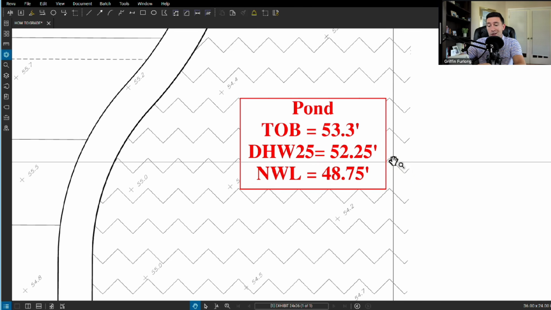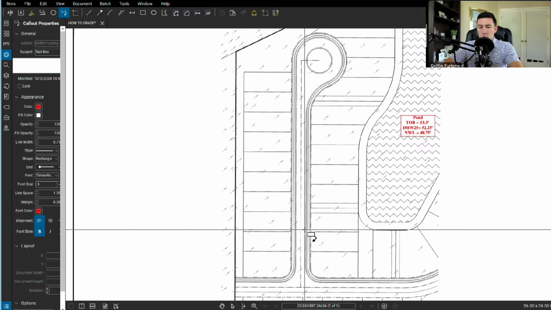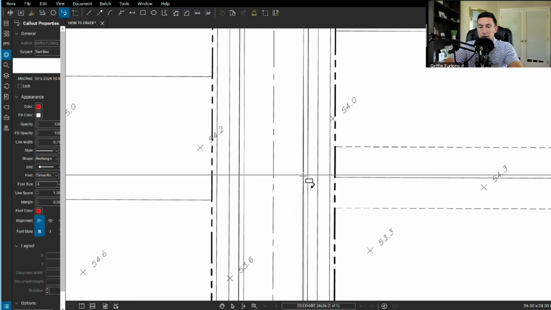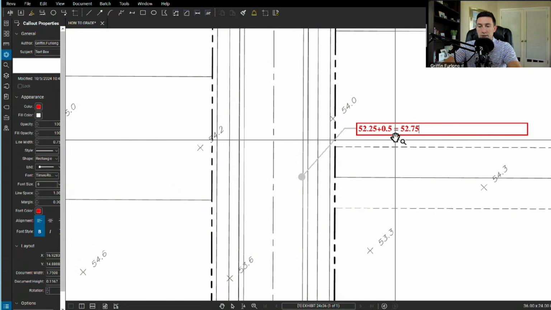So now we're actually able to cook with fire. So let's get right into grading, guys. This is the moment that you've all been waiting for. All right, let's go ahead and set the low points. So we know that these low points have to be a minimum half foot above the 25-year. So if that's the case, if the 25-year is 52.25, that puts this edge of pavement grade at 52.75. So that's how we get that math there.